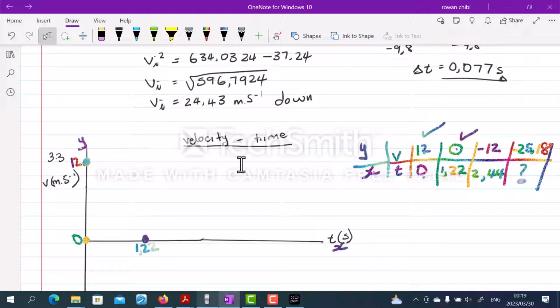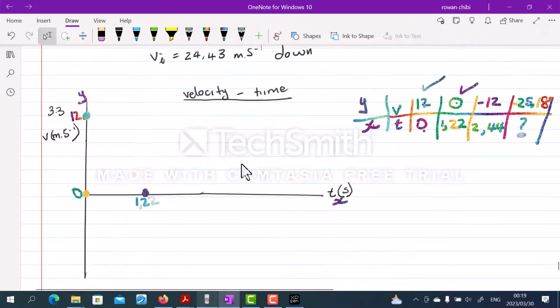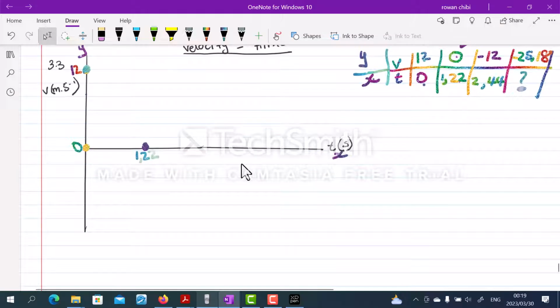Let's take the other one. When v or y is negative 12, negative 12 would be somewhere here. So that is negative 12. Let me draw the graph extended downwards a little bit. So I'm going to extend the graph down. So we have y is negative 12.